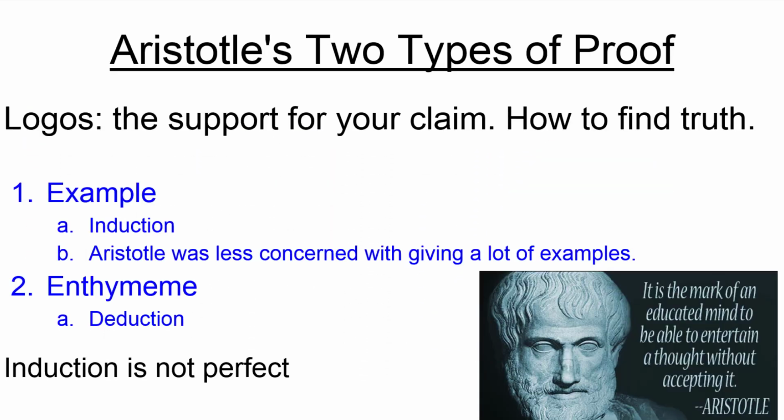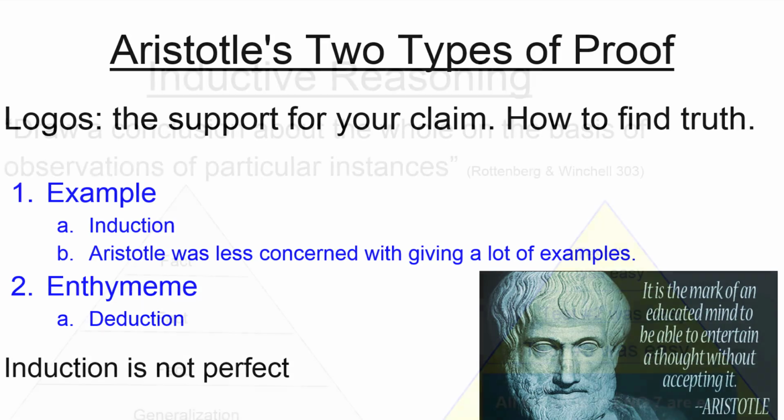Aristotle was mostly concerned with logos for supporting his claim. He believed in using logic to find truth. One way to find truth is through inductive reasoning. This thought process uses examples. Yet, inductive reasoning is not perfect.